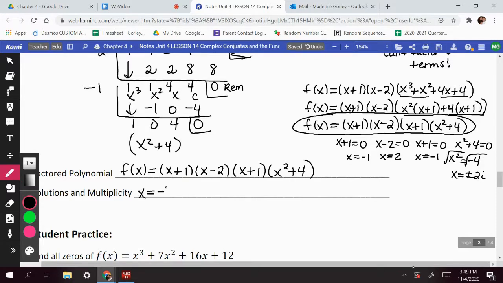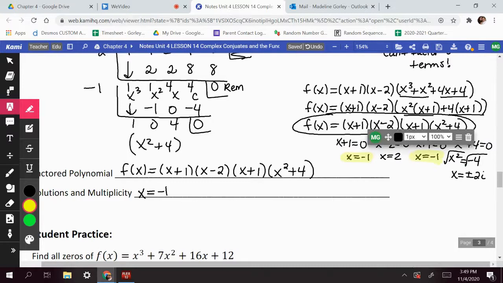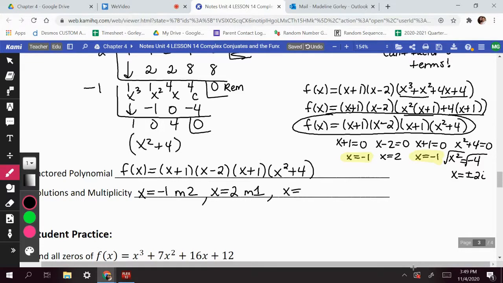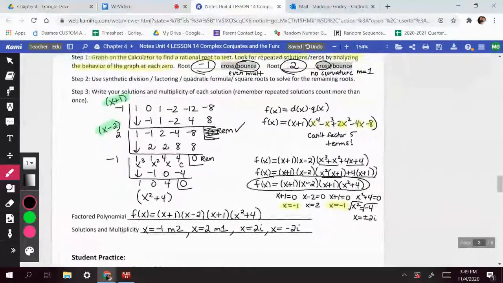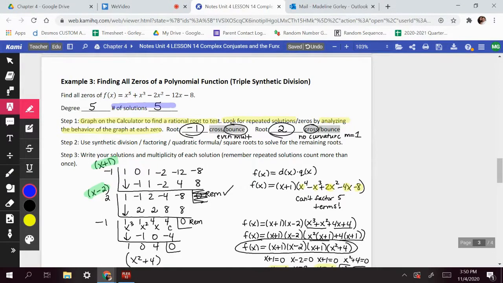So I've got x equals -1, and what's the multiplicity? That is being counted twice, right? It's a multiplicity of 2. We could have written that factor as x plus 1 squared if we wanted to, but I'll leave them separated. We have x equals 2, and it looks like that just happens once. It has a multiplicity of 1. And then we have x equals 2i and x equals -2i, which those solutions aren't going to show up on our graph anyway. But let's count how many solutions I have. Remember, I was supposed to have 5 solutions because it was a degree 5 polynomial.